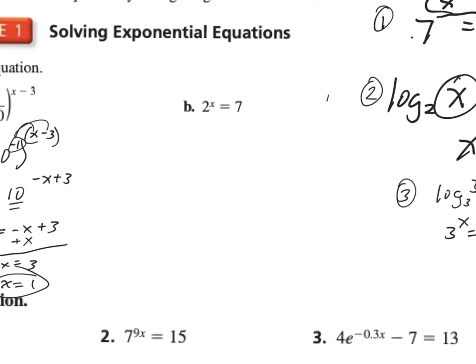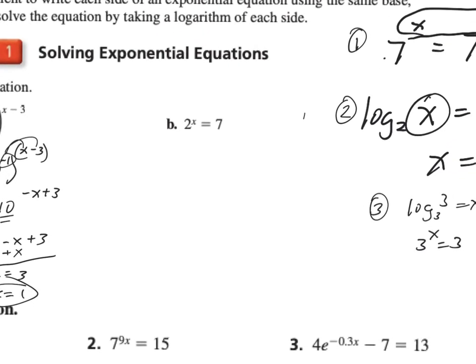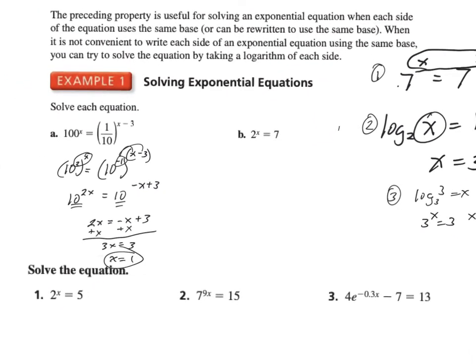Well, why am I talking about that? The reason is that on this next question, I'm going to take the logarithm of both sides. Because I don't have the same base, I can't set the exponents equal to each other. In a situation like that, which is more often than not, this is what logarithms were built for. So in a moment you're going to see why, I'm going to take the log base 2 of both sides. If I take the log base 2 of both sides, I get log base 2 of 2 to the x equals the log base 2 of 7. So I can log both sides of an equation.